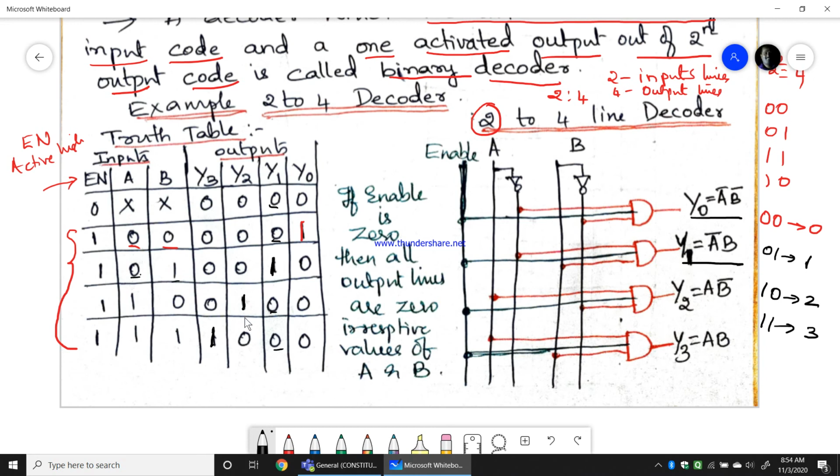Similarly Y2 is 1 here, all others are 0. Therefore 1 0, which is A B bar. Similarly Y3 is 1 where all others are 0, where 1 1, which is A B. So this is the 2:4 line decoder.